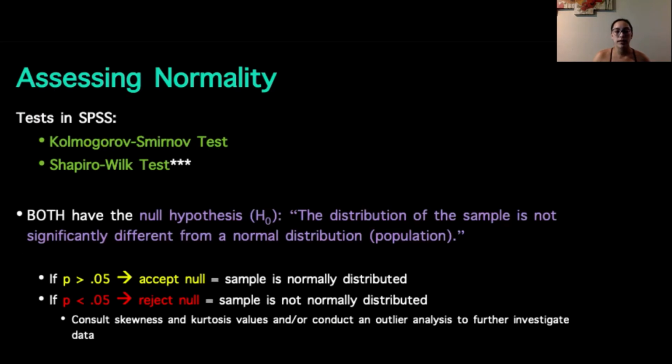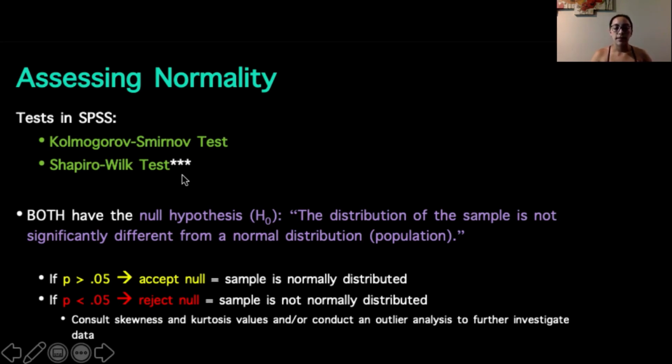Another way to assess normality is using tests in SPSS. So we have the Kolmogorov-Smirnov test. We're not going to use that one in this class. The one we're going to use is the Shapiro-Wilk test. Both of them have a null hypothesis. I'll try to explain this a little bit more when we go into our videos. But remember, the null hypothesis is true until it is proven wrong.